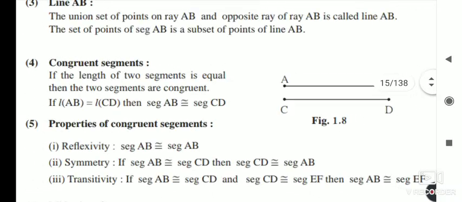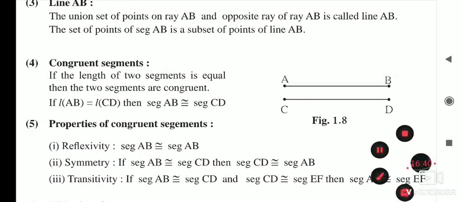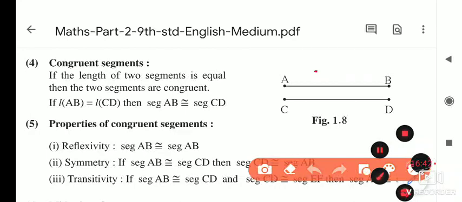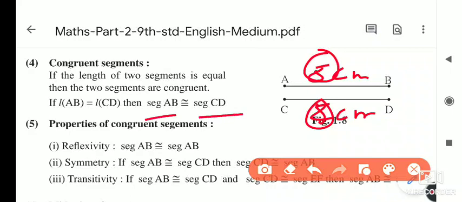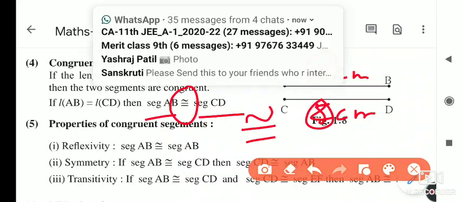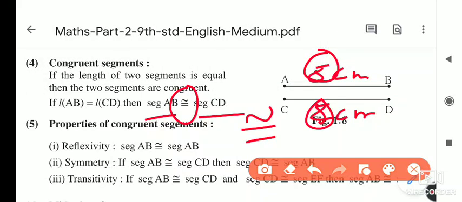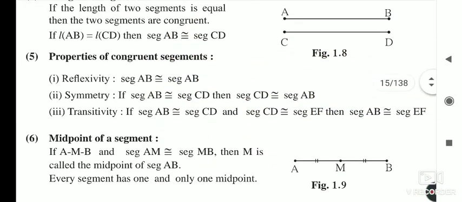We say that segments are congruent to each other when the length of AB is equal to 5 cm and the length of CD is also 5 cm. Otherwise, suppose it is 8, and the other is also 8. Then we say that segment AB is congruent to segment CD. This is the sign of congruence, and we write it this way. Now the properties of congruent segments.